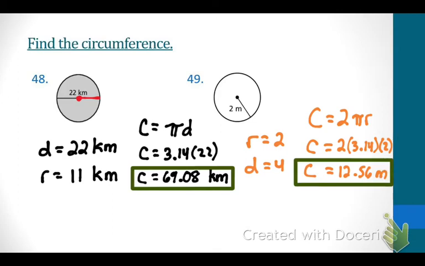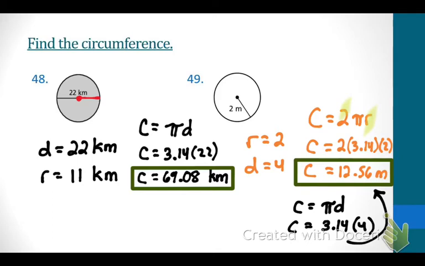All right, now listen. If we had instead used the formula C equals pi times D, let's plug this in. Class, what's 3.14 times 4? 12.56. All right, do you notice that it's the same thing? That's why that formula will work either way, because basically 2 radiuses is the same thing as 1 diameter.